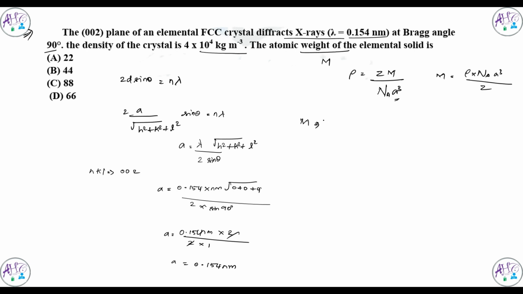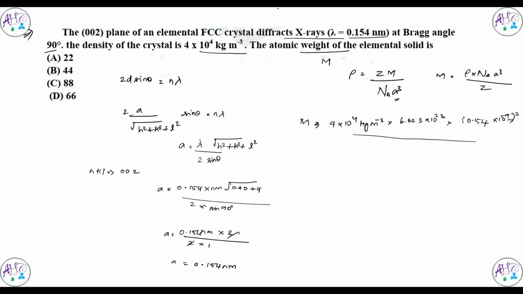So we need to find the mass. So now if you substitute the density, 4 into 10 power 4 kilogram per meter cube, which is given, into your Avogadro number, which is 6.023 into 10 power 23 per mole, into your a, which is 0.154 nanometer. When converting to meters it is 10 power -9 meter, into whole cube, divided by the z value.